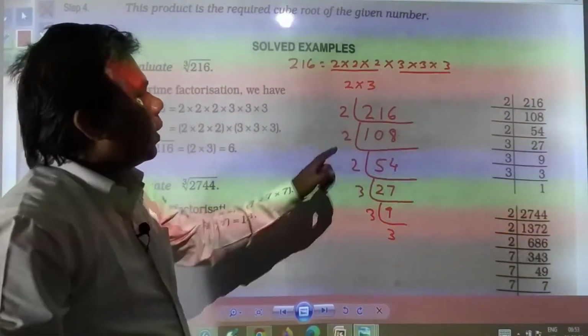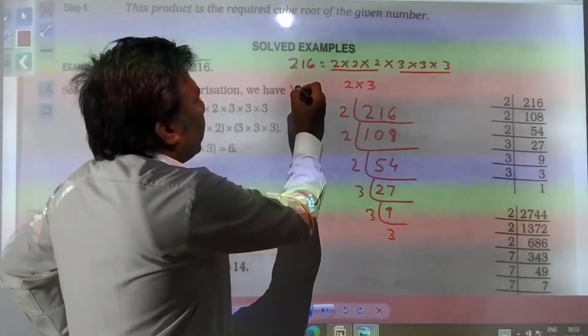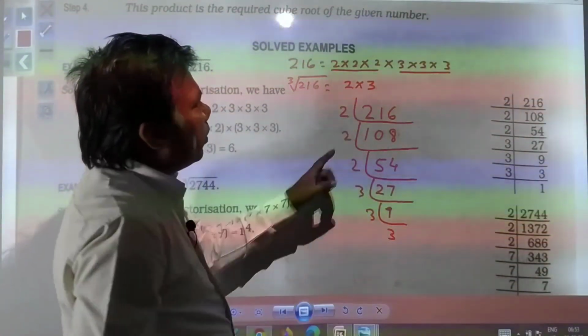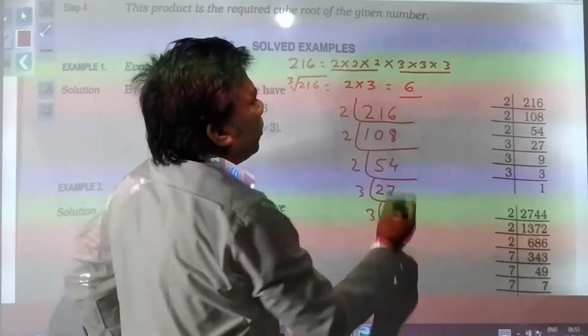Just we need to find out the product of these two. So cubic root of 216 will be the product of 2 and 3, so it will be 6, and this will be your answer.